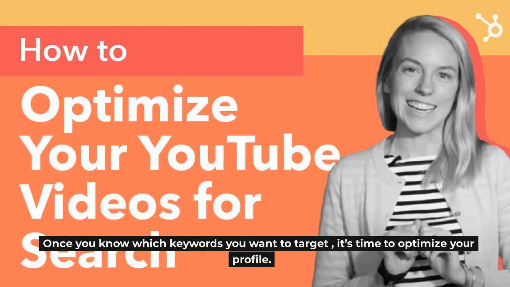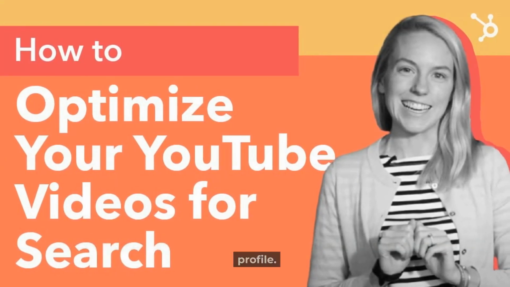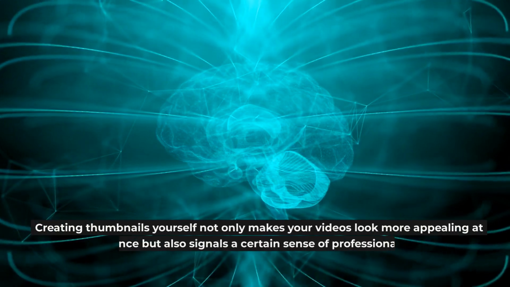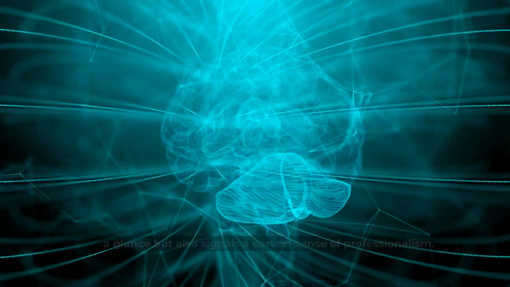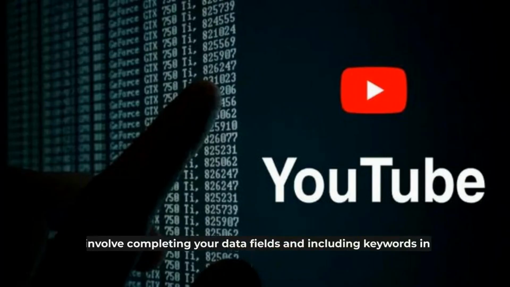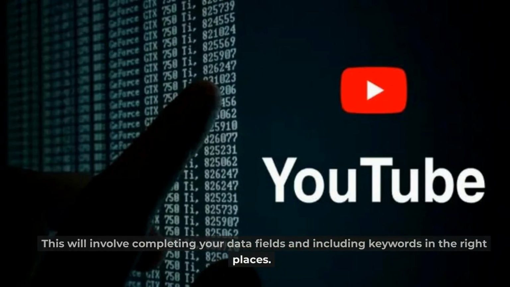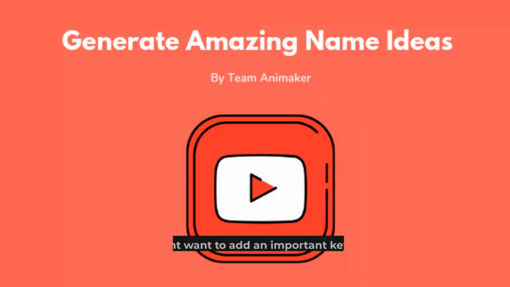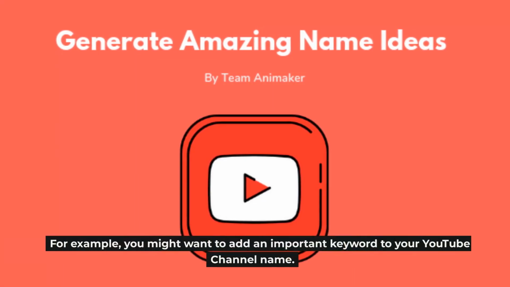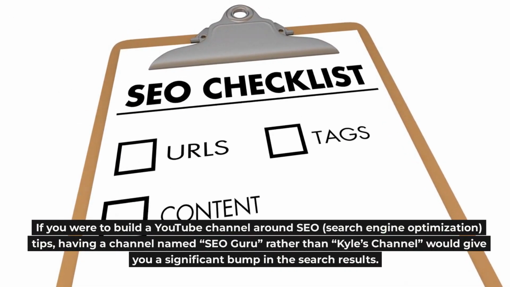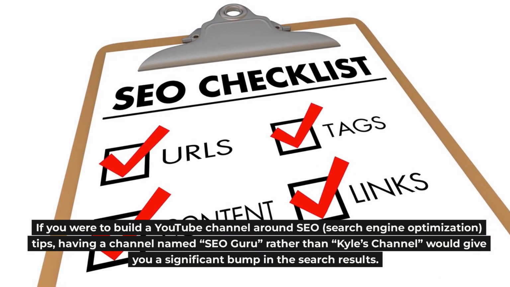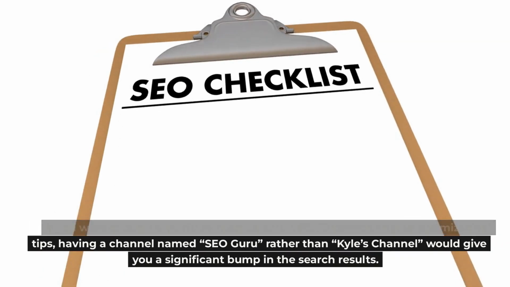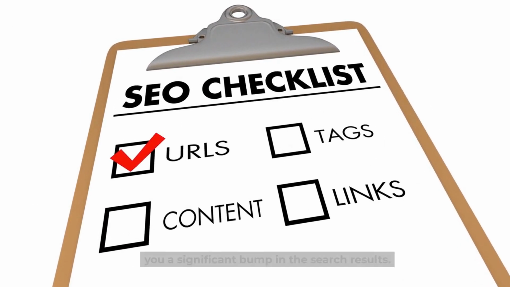Once you know which keywords you want to target, it's time to optimize your profile. Creating thumbnails yourself not only makes your videos look more appealing at a glance but also signals a certain sense of professionalism. This will involve completing your data fields and including keywords in the right places. For example, you might want to add an important keyword to your YouTube channel name. If you were to build a YouTube channel around SEO, search engine optimization, tips, having a channel named SEO Guru, rather than Kyle's channel, would give you a significant bump in the search results.